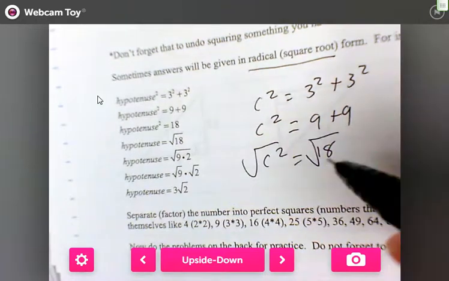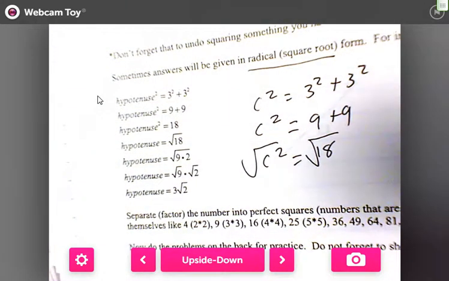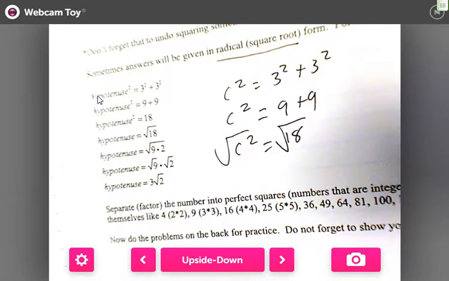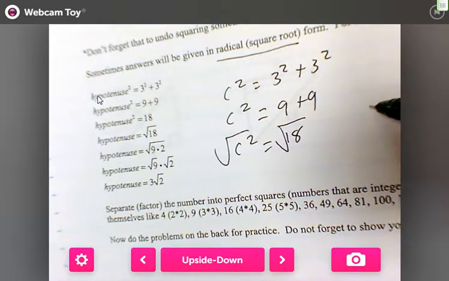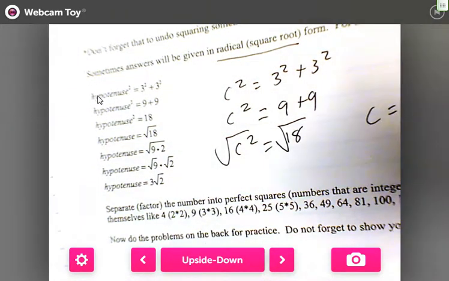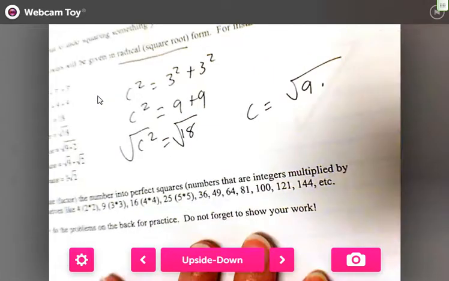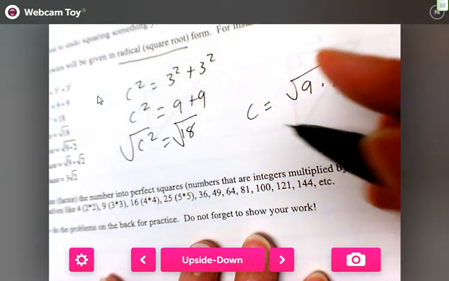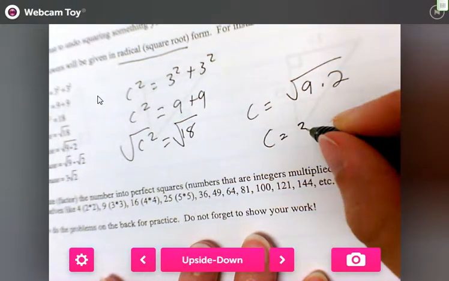Now, if you put the square root of 18 in your calculator, you come up with a decimal. I'm telling you I don't want to see that. So I'm thinking of the biggest number that goes into 18, which is a perfect square. So that's why we're going to use the square root of 9 times 2. 9 is a perfect square. What's the square root of 9? 3. So we would leave it as 3 square root 2.